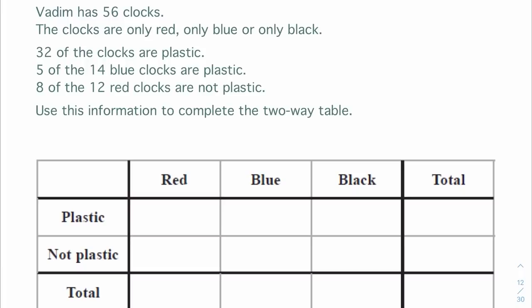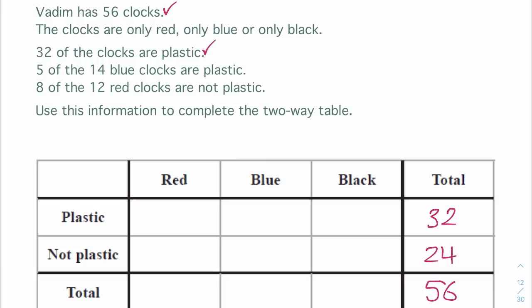Well, straight away in the first line we've got 56 clocks, so we'll tick that off and we'll put 56 in the total. 32 are plastic, so the total of the plastic is 32, and we'll tick that off, and before we even carry on, we can work out the total that are not plastic. So 56 take away 32 gives us 24. So there we go, we have our totals.